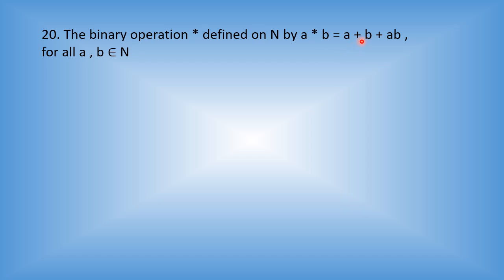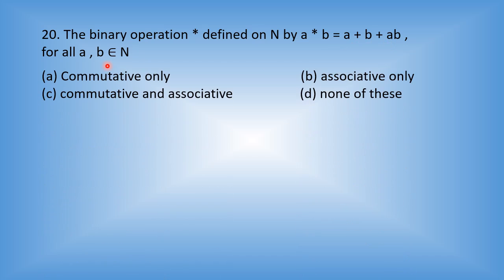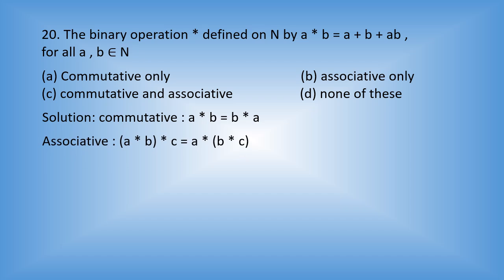The last question of this session will be the binary operation star defined on N by a star b is equal to a plus b plus ab for all a, b belongs to N. So we have to check whether this star is commutative only, associative only, commutative and associative, or none of these. So we know that commutative means A star B is equal to B star A. So clearly here A plus B plus AB is equal to B plus A plus BA. If you interchange A and B, you will get B star A. Therefore, this is commutative.